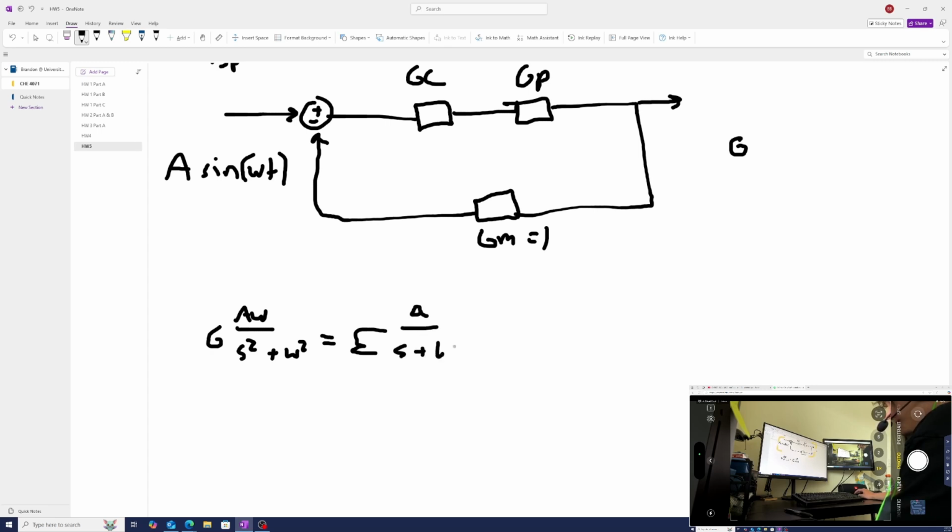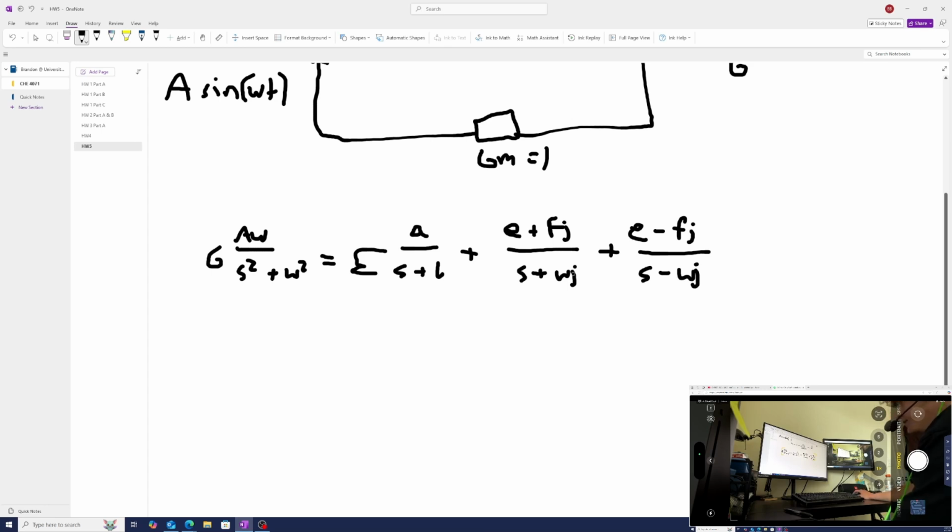which we can show is equal to the sum of our A over S plus B plus the complex conjugates of our other variables, which in this case we will represent as an E and an F, which are just numbers: E plus Fj over S minus Wj, plus the complex conjugate of this, which is E minus Fj over S plus Wj.